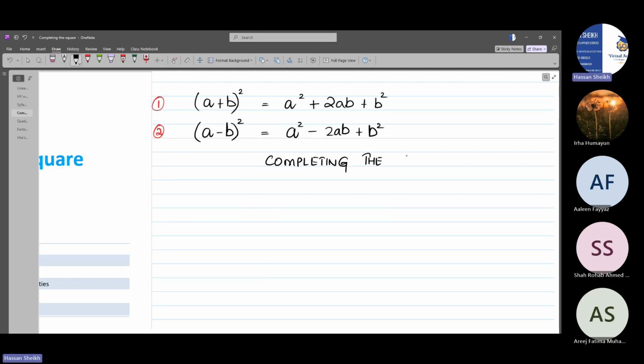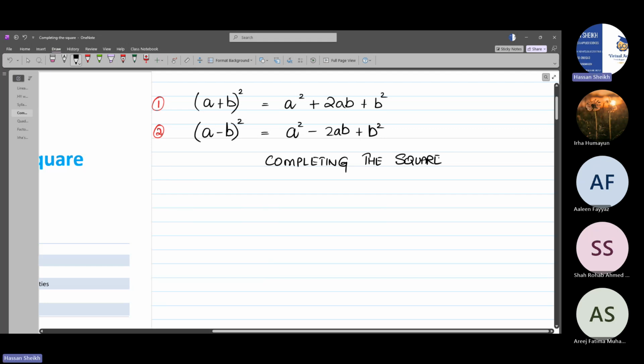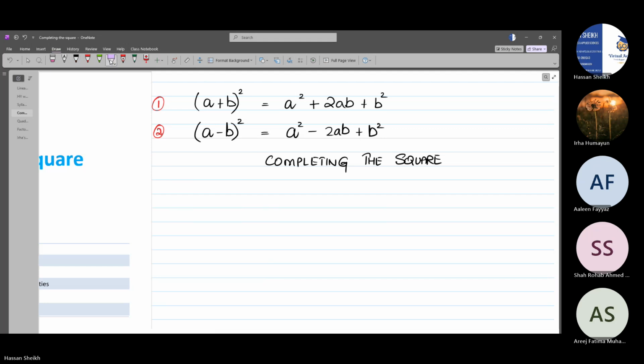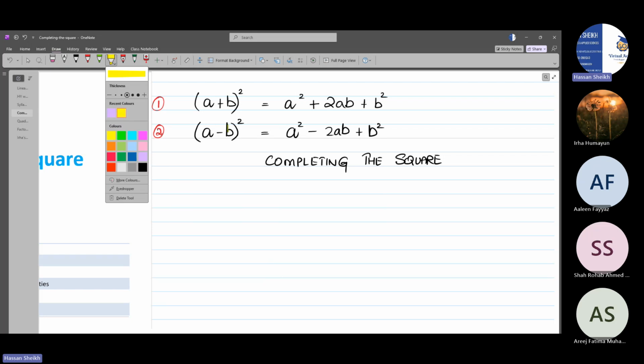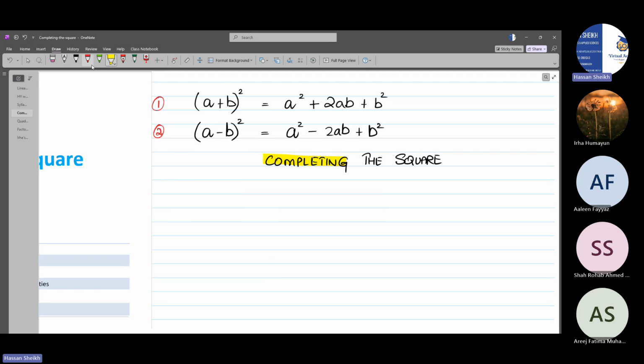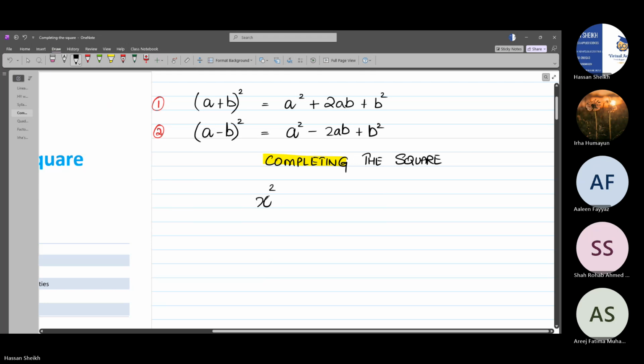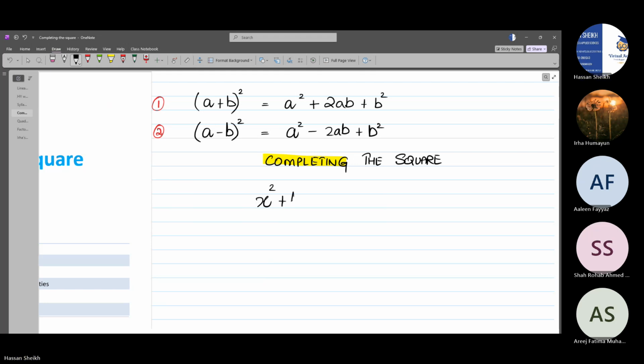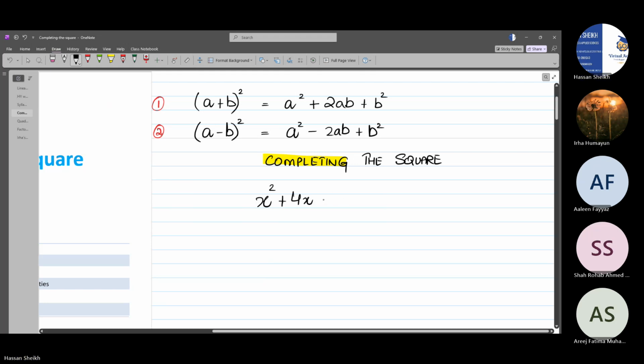to solve a quadratic equation, by its name, it is obvious that we need to complete the square. How? So let's take an example. A quadratic equation, x square plus 4x minus 16.